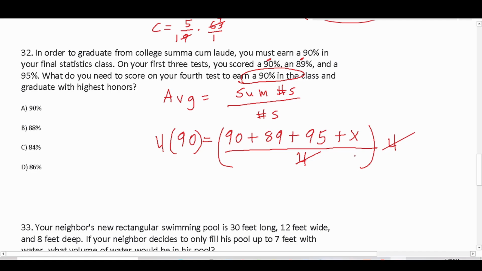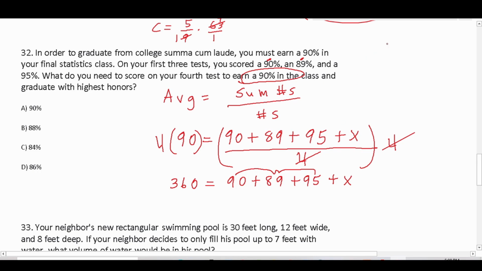This is going to cross out here. 4 times 9 would be 36. Therefore, 4 times 90 is 360. And of course, this equals 90 plus 89 plus 95 plus x. Now to solve for x, all we have to do is move 90, 89, and 95 to the other side of the equation. Prior to doing that, I'm going to combine all these values so that I just have one value instead of 3.